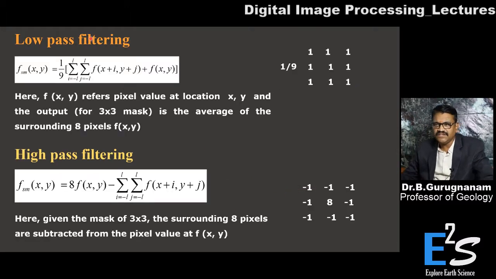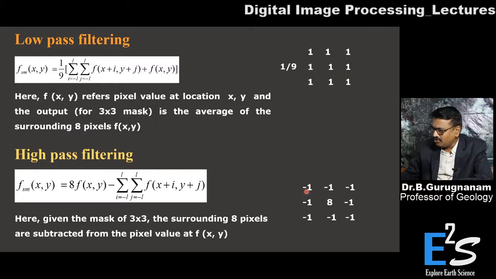This is the formula in general being used. So here, f of xy refers to the pixel value at location xy, and the output for a 3 by 3 mask is the average of the surrounding pixels. High pass filtering is one. This is the formula being used. And here you see, it's a formula. Now you have 3 by 3. Now you put 1 1 1 1, and you can move.